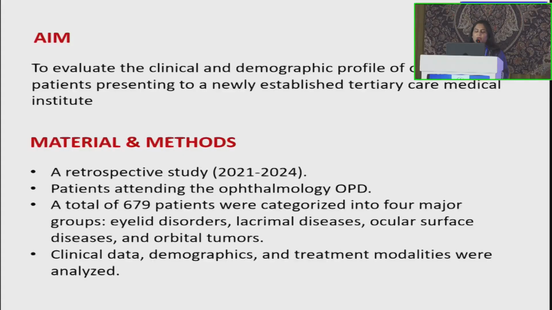It was a retrospective study conducted from 2001 to 2024. Patients attending the ophthalmology OPD were included. A total of 679 patients were categorized into four major groups, that is the eyelid disorders, lacrimal disease, ocular surface disease and the orbital tumors. The clinical, demographic and the treatment modalities were analyzed.